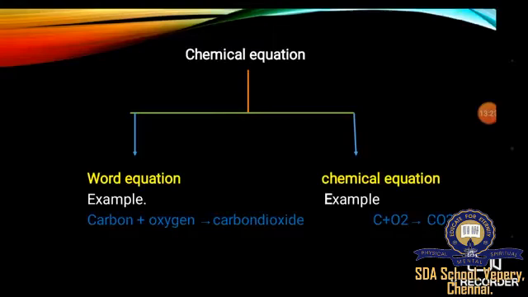Example, carbon plus oxygen gives carbon dioxide. It is a word equation form. The chemical equation form is C plus O2 gives CO2. Here only the symbols are used for representing the chemical equation.